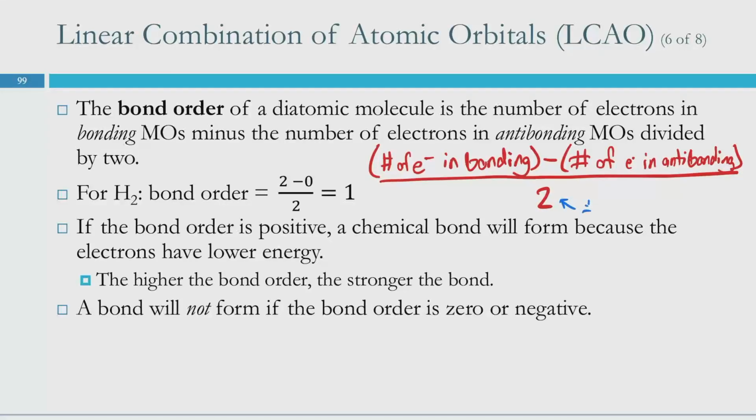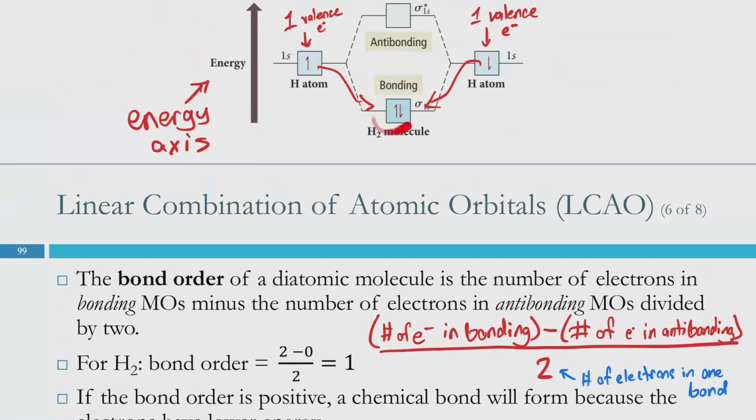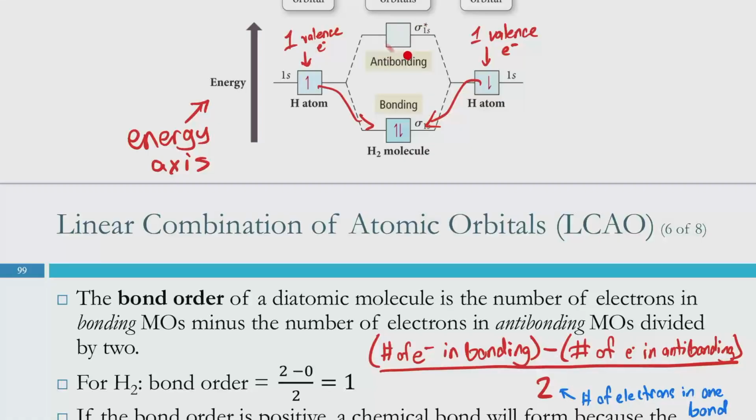That 2 is the number of electrons in a bond. In one bond specifically. So that's what our formula is. For diatomic hydrogen, we have 2 electrons in bonding, right? 2 in our bonding. Our antibonding is empty, so we put 0 for antibonding. We divide it by 2, and we get out 1. So this means that we have a bond order of 1, the strength of one bond, a single bond.